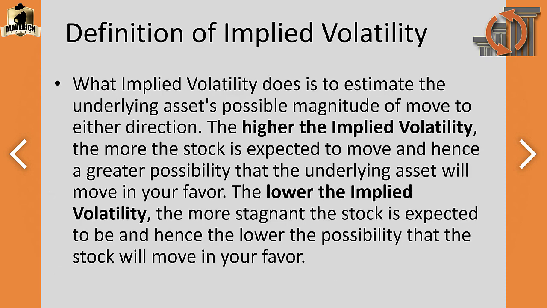So here is the definition taken off of Investopedia. What implied volatility does is to estimate the underlying asset's possible magnitude of move to either direction. The higher the implied volatility, the more the stock is expected to move, and hence a greater possibility that the underlying asset will move in your favor. The lower the implied volatility, the more stagnant the stock is expected to be, and hence the lower the possibility that the stock will move in your favor.